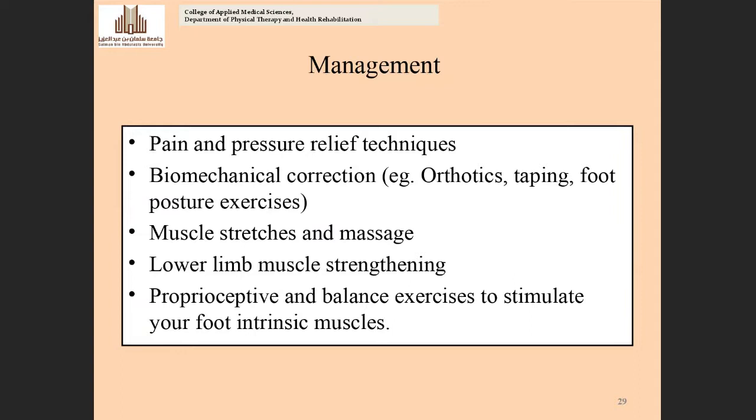So what is the management? Pain and pressure relief techniques. For pain relief, you can go for hot water treatment. In the early stages, if it is in the acute stage, you can go with cold treatment, or in the later stages, you can go for hot water modalities to relieve the pain. And pressure relief techniques.